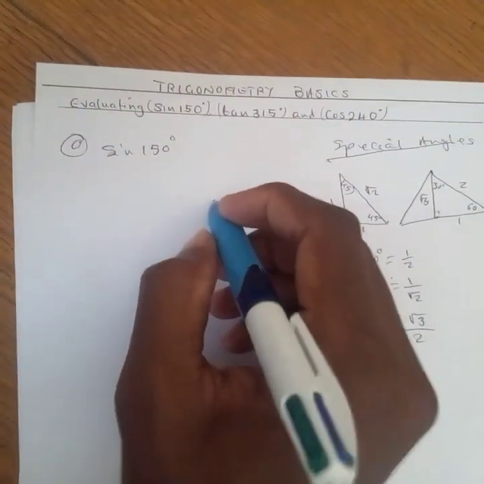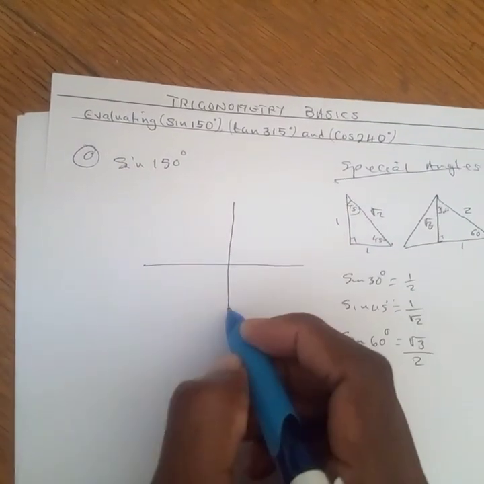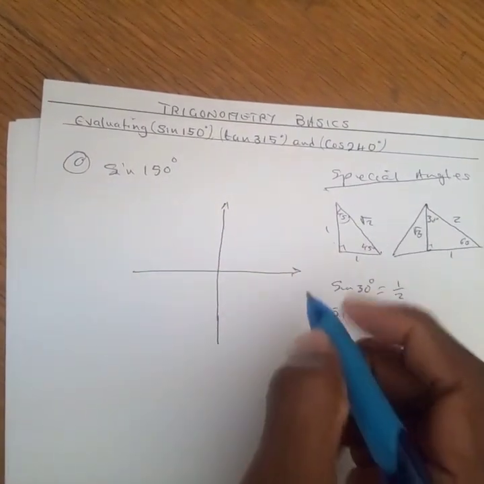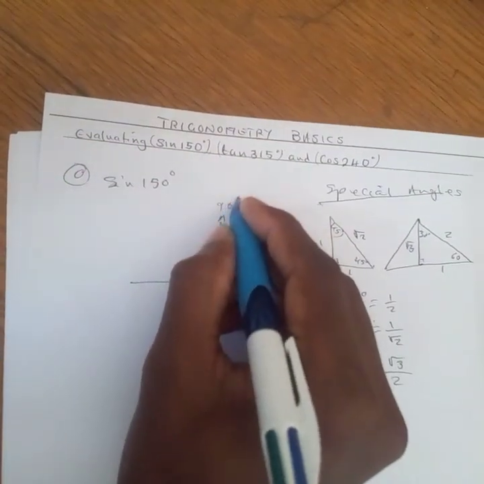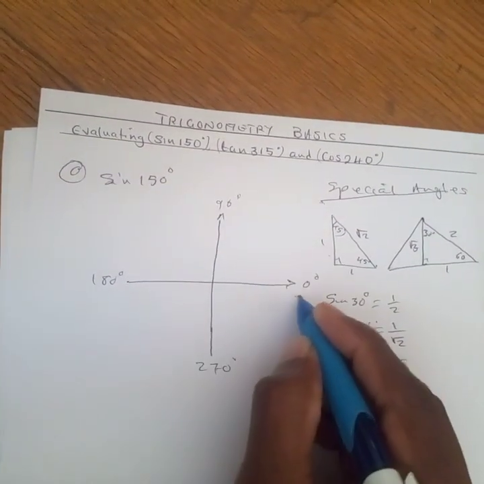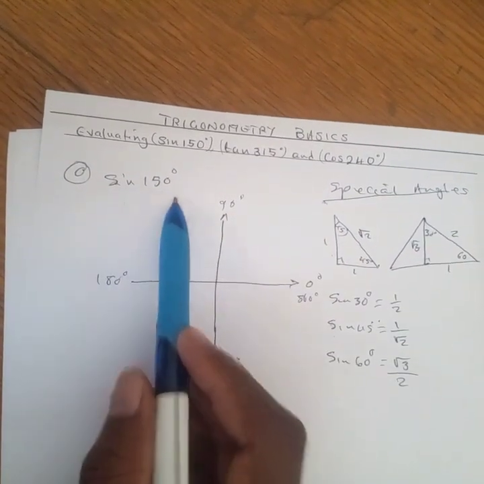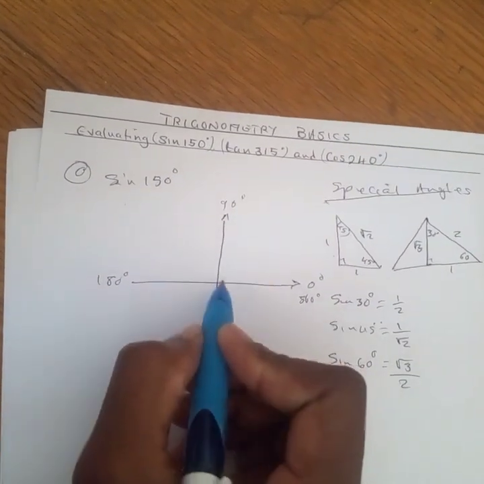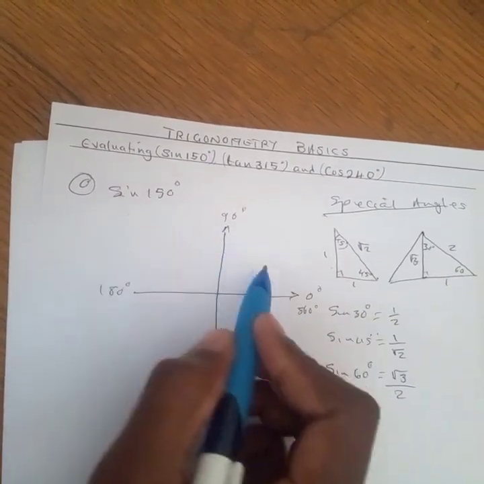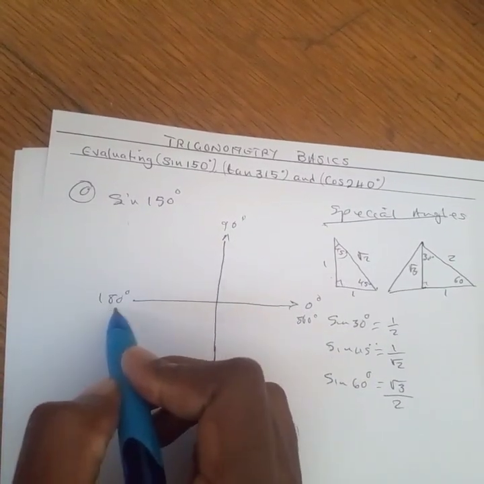So now we need to just draw the unit circle and identify where this will fall in. Remember, an angle is always in either of the four quadrants. So we have 0 degrees, 90 degrees, 180 degrees and 270 degrees. We have 360 degrees there. So in which quadrant will 150 be? We know this is 180, so it cannot be between 0 and 90. So 150 is in between 90 and 180. So it is in between here.